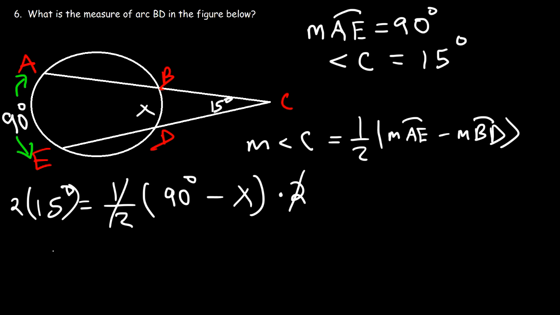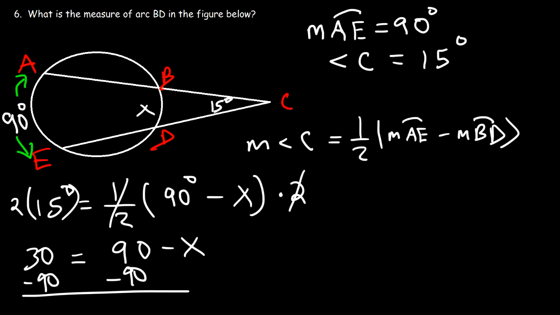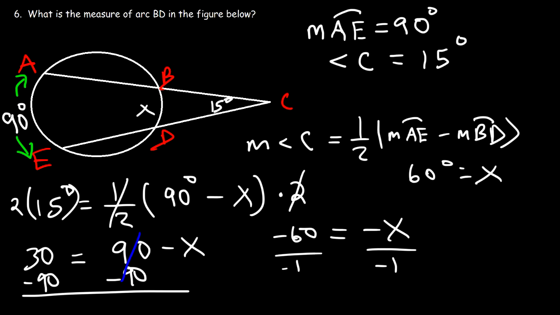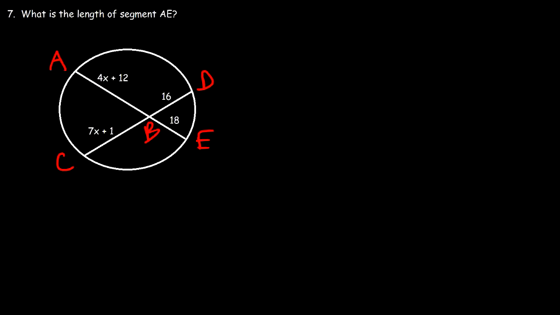Half of 2 is 1, and 2 times 15 is 30. So now what I'm going to do is subtract both sides by 90. So 30 minus 90 is negative 60, and that's equal to negative X. Now I'm going to divide both sides by negative 1. So 60 is equal to X. So that's the measure of arc BD. It's equal to 60 degrees.